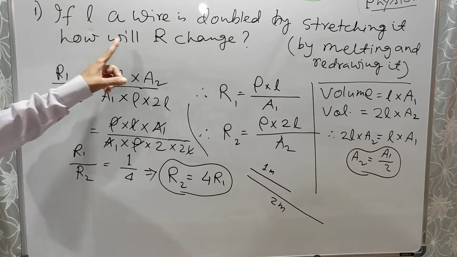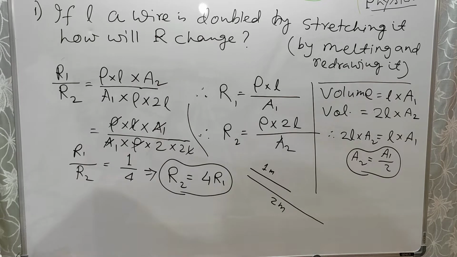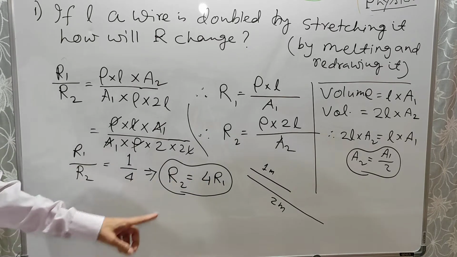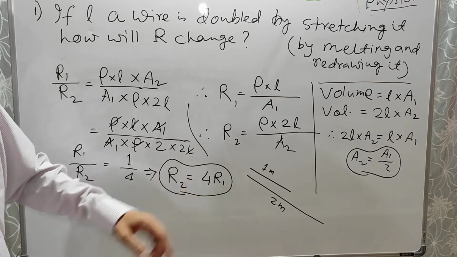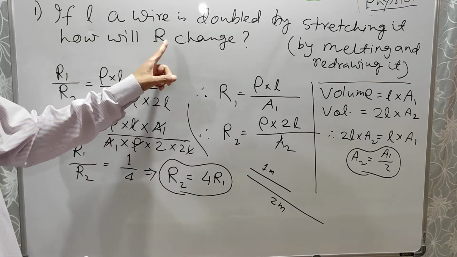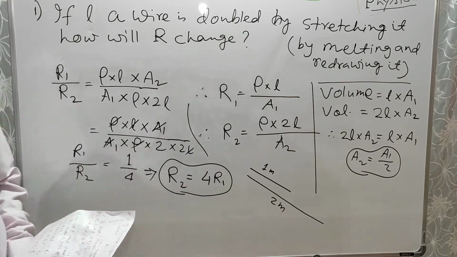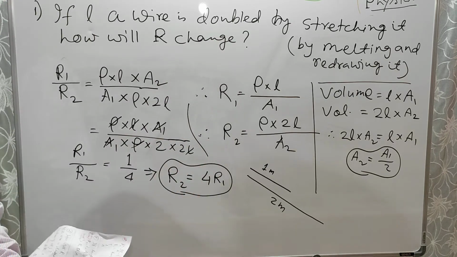So how will the resistance change? Your answer will be the resistance will increase to 4 times. So the new resistance is 4 times the old resistance. So what will be the answer to this question? How will the resistance change? The resistance will increase to 4 times.